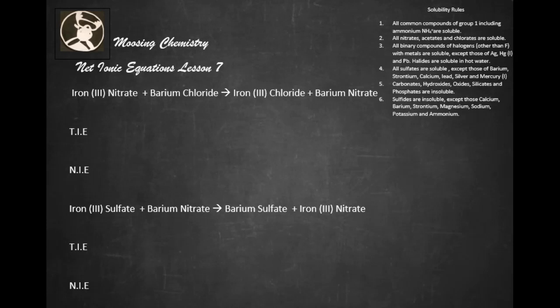This is net ionic equation lesson number 7. We have word equations here, so we're going to use our oxidation numbers to solve these. So let's look at the first equation.